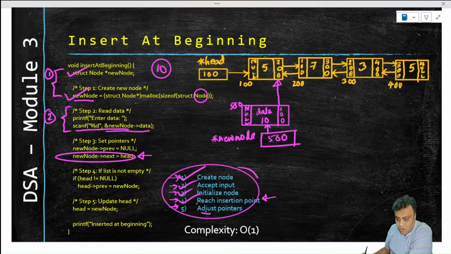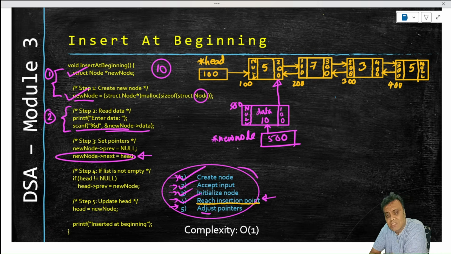So for all of you to understand, this step is not valid for the insert at beginning because the insertion point is already available to you in the form of head, right? For other cases, we will see as we go forward, this step will be valid, right? That's why I kept this step. So all we did is we created a node, we accepted the input, then we initialized the node like this.